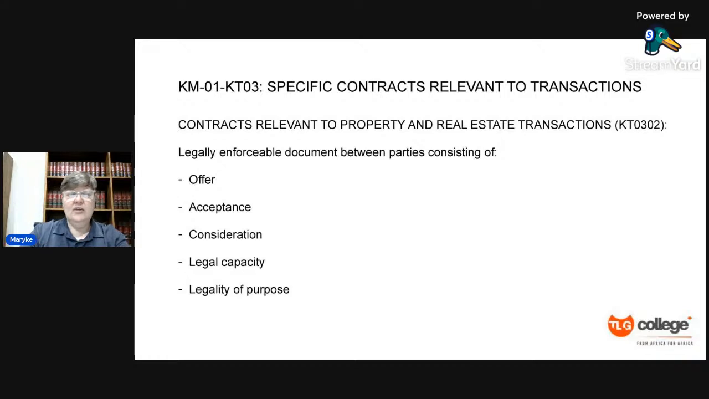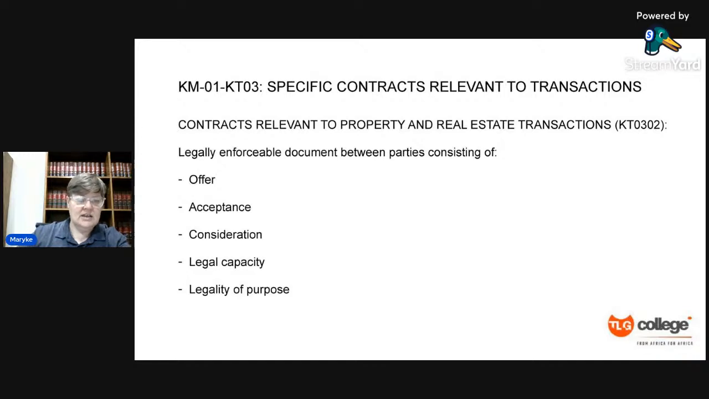Right, so in order for an agreement to be legally enforceable, documents between parties consist of an offer. So your purchaser will make an offer. That's the first step. Remember, it needs to be in writing first and foremost. It needs to be signed. Then it goes to the seller, who needs to accept it. So that's where step 2 comes in, the acceptance of the offer. Again, it must be on that same document, and it must also be signed by the seller.